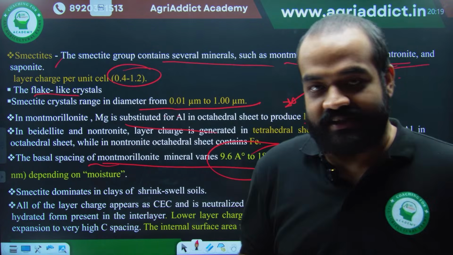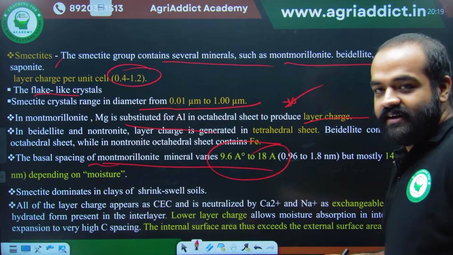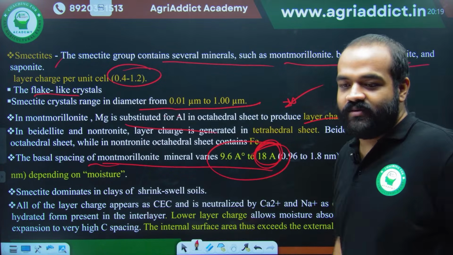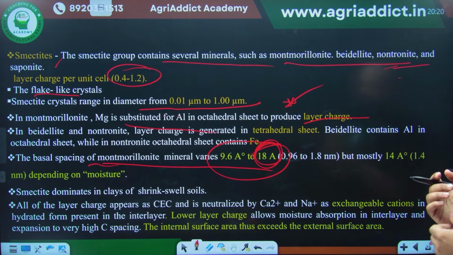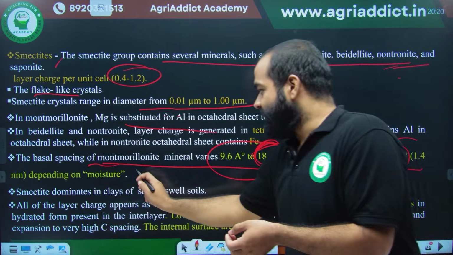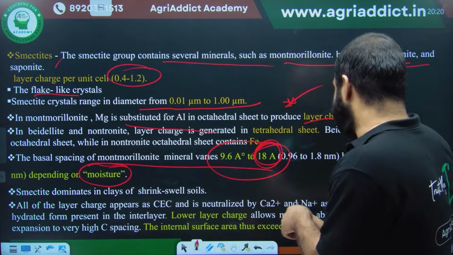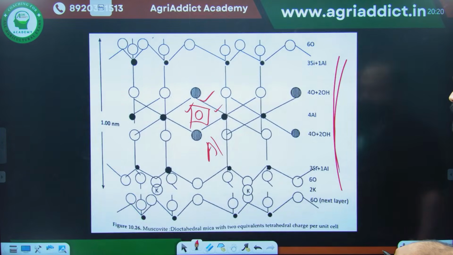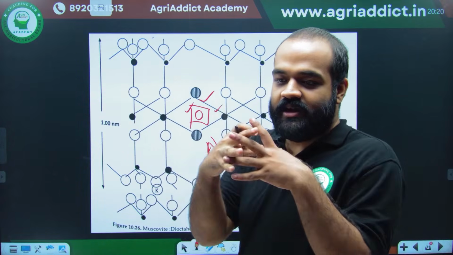Yesterday, someone was asking whose C spacing is greater, vermiculite or montmorillonite. So I think you are getting your answer, because you can see 18 angstrom here, whereas vermiculite can only go up to 15, and this is common sense only. Mostly we will take it as 14 angstrom depending on the moisture. Depending on the moisture, that is under quotes. Why? Because in the interlayer space, if moisture enters, it will be more.